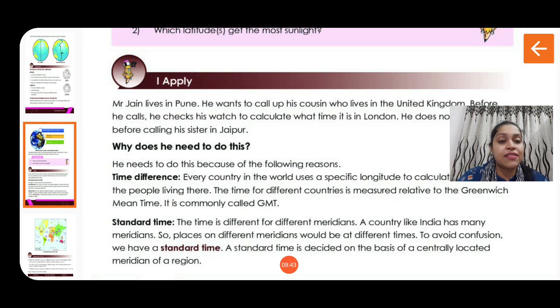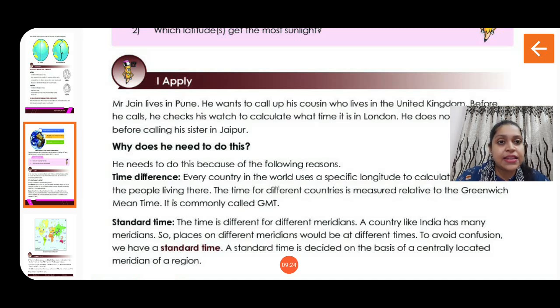So in India we have only one standard time, of the one standard meridian which passes through Allahabad, and it's 82.5 degrees. If you have your map, open the map of India, children, and you will see the 82.5 degree longitude passes through Allahabad, and that is the standard time followed in India. Many longitudes pass through India, but only the 82.5 degree longitude through Allahabad is taken as the standard time.